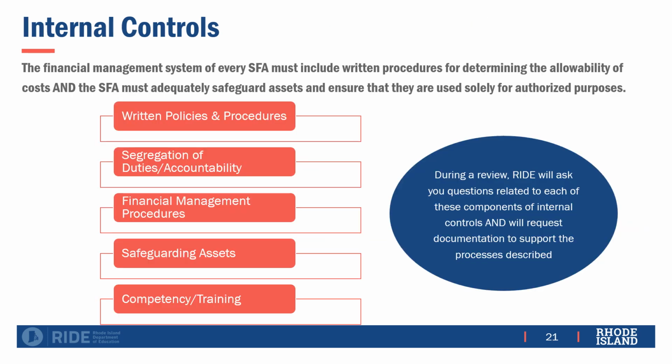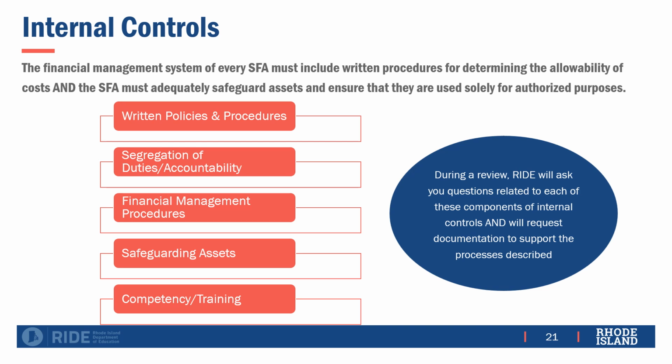Throughout this section, we've discussed numerous requirements related to the maintenance of a nonprofit school food service account and how to appropriately account for revenue and charge allowable program expenses. The financial management system of every SFA must include written procedures for determining the allowability of costs in accordance with 2 CFR 200 subpart E and the terms and conditions of the federal award.